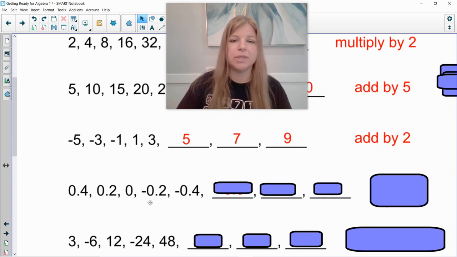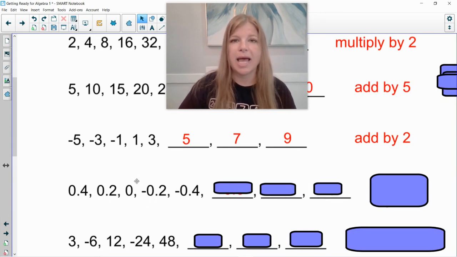Next one, do not get frightened about decimals. And if you ever are looking at a sequence and you kind of get thrown off by the negative numbers, because often students do, look at the positive numbers. What is happening from 0.4 to 0.2? From 0.2 to 0? It's decreasing by 0.2. Think about 40 cents to 20 cents to 0 cents. It's subtracting by 20 cents.